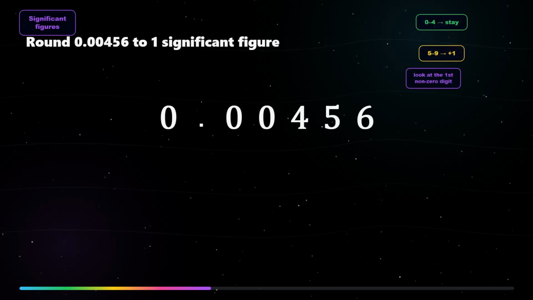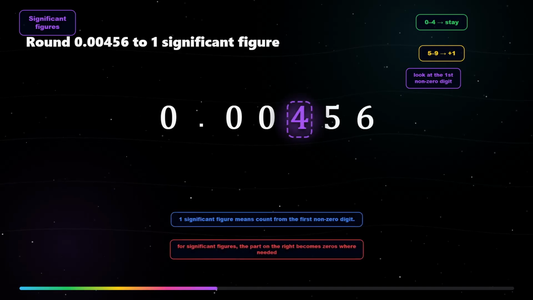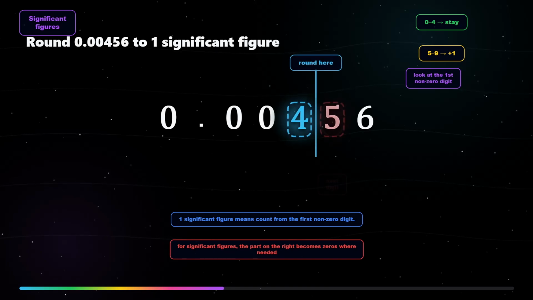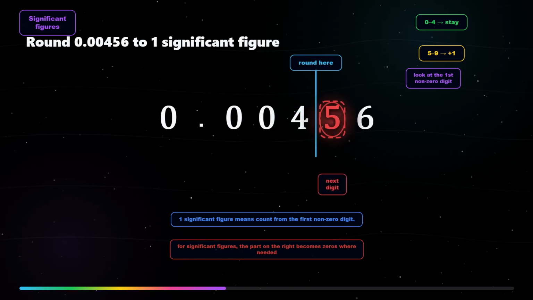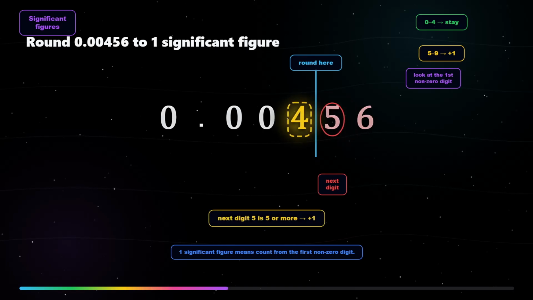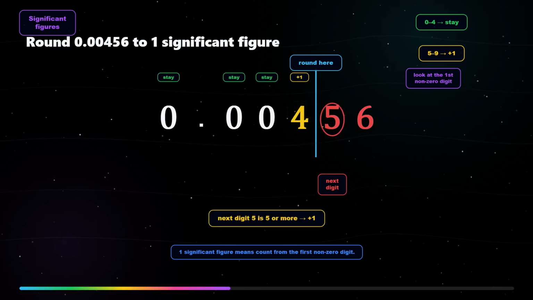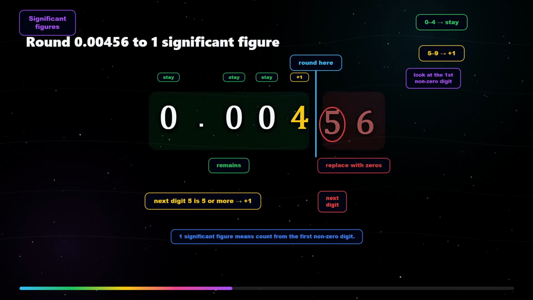Let's round 0.000456 to 1 significant figure. First, ignore the zeros at the start. The first non-zero digit is 4. So for 1 significant figure, we keep the 4. The partition line goes after the 4. Now look at the next digit. The next digit is 5. 5 is 5 or more, so the 4 goes up by 1. 4 becomes 5. The digits to the right are replaced with zeros where needed, so 0.000456 rounded to 1 significant figure is 0.0005.